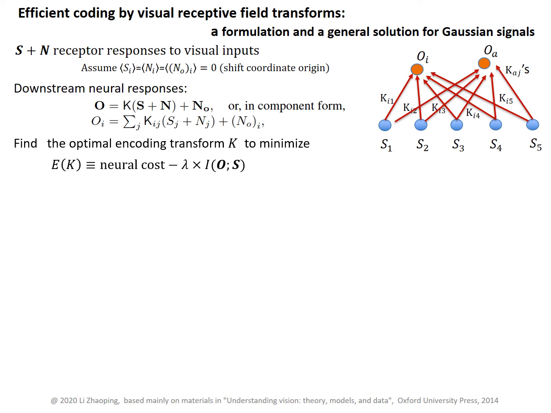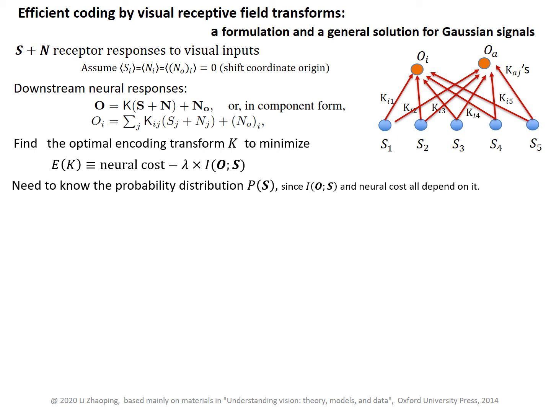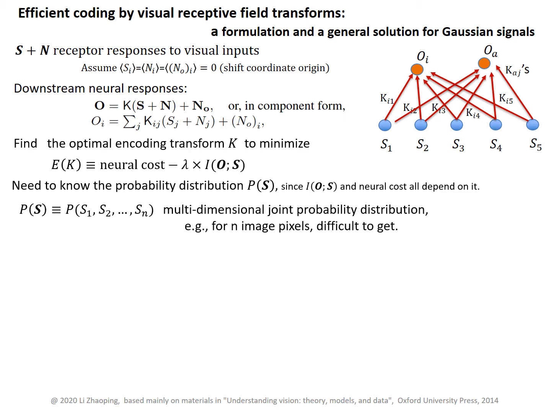So we need to find the optimal matrix K to minimize this objective function E(K). To do that, we need to first have the probability distribution of our input signal, P(S). For a vector S with many components, this means to get a joint probability distribution on many dimensions. And this is not easy, particularly when n is very large, for example, when n is the number of image pixels.